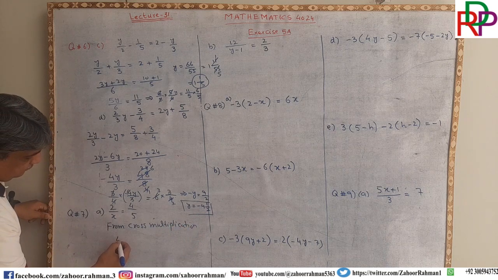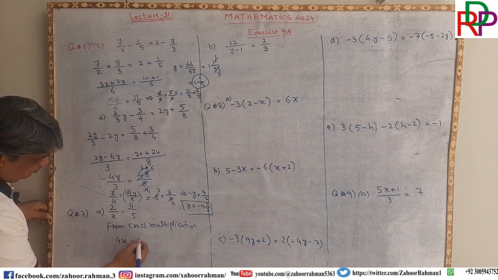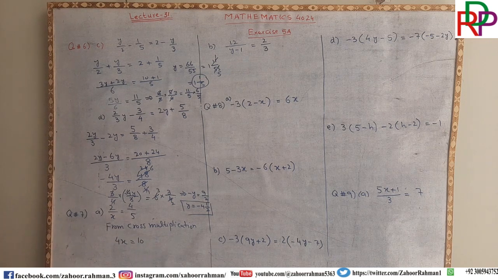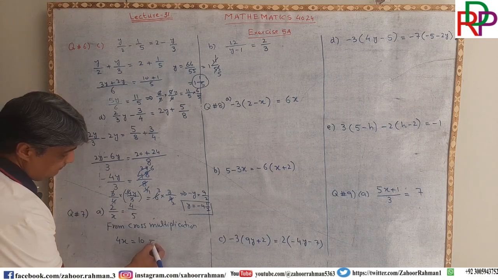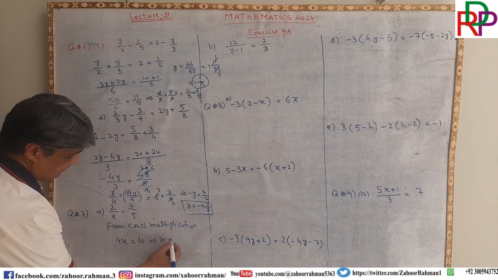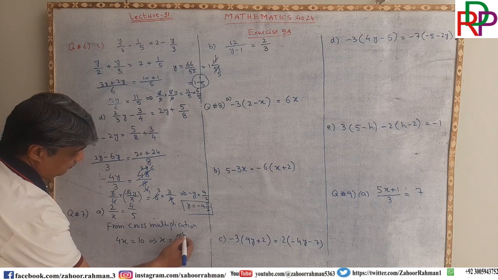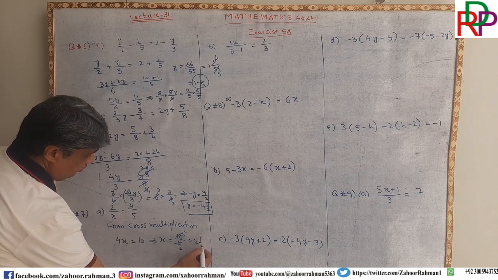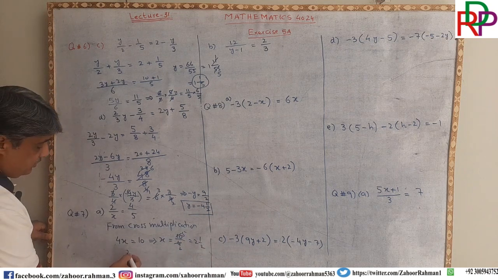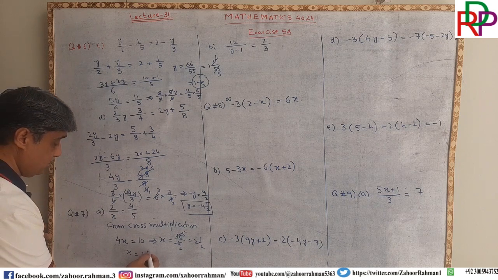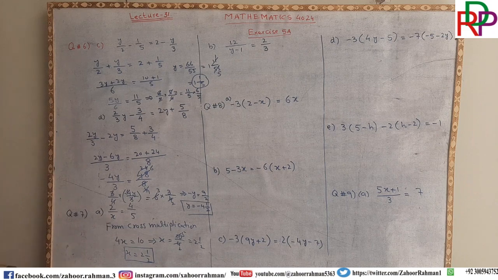we have 4x into 10. I rearranged it as well. 5 twos are 10 and 4x. This implies that x is equal to 10 over 4, 2 twos are 4, and it is 2 whole 1 over 2. So x value is 2 whole 1 over 2, and that is the final answer, ladies and gentlemen.